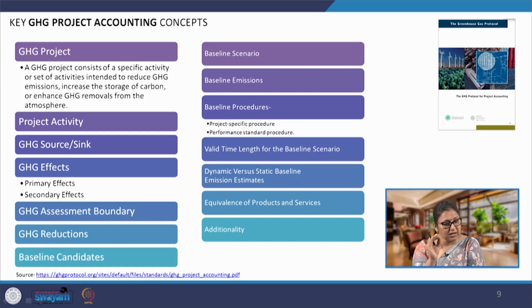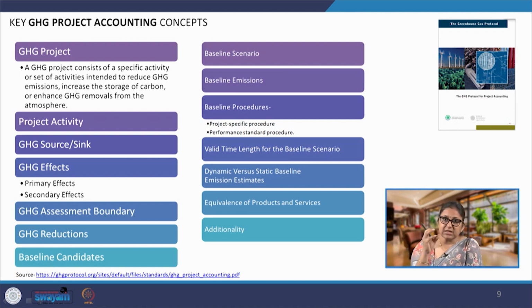The first thing is identifying what the GHG project is. We have to first know what is that GHG project that we are talking about. It basically consists of a specific activity or activities, it could be multiple activities, intended to reduce GHG emissions, increase the storage of carbon or enhance GHG removals from the atmosphere. So, we are talking about this GHG project. For example, I was just mentioning this odd even policy. Now, that itself could be one GHG project for the government of Delhi.